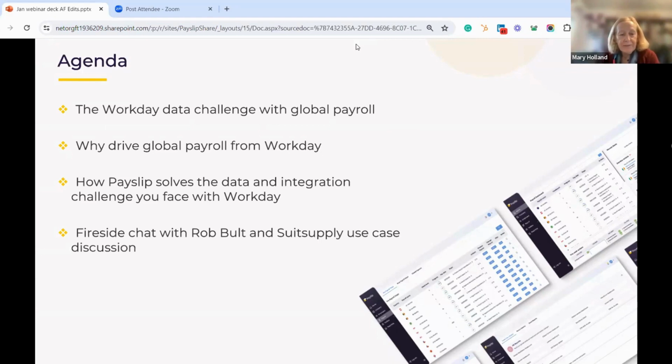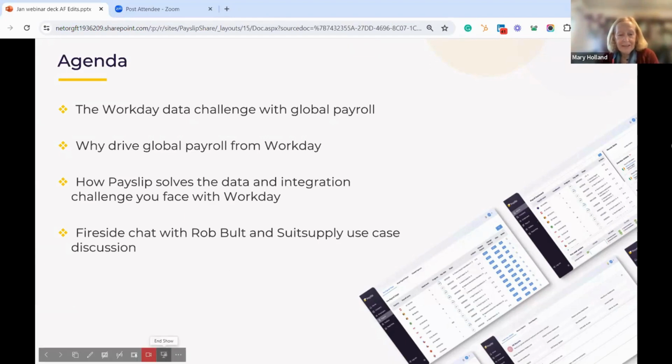And then we'll have a fireside chat with Rob, who's going to share his insights across his 20-plus years of working with Workday, also supporting management to make that decision to go to Workday, pointing out some of the pieces that were there. Now, Rob also, as Aoife shared, was a key person involved in bringing Suit Supply to Payslip. He worked on the team.